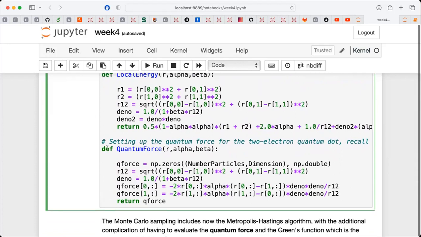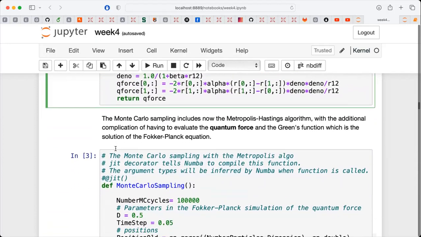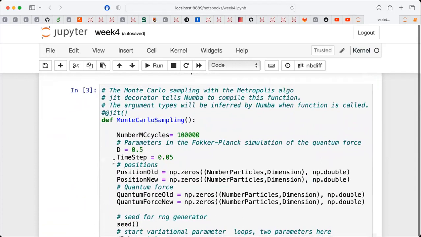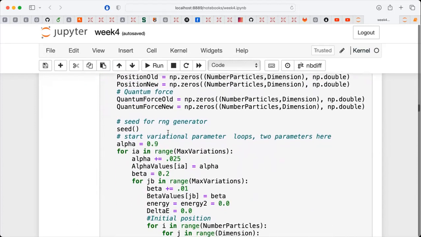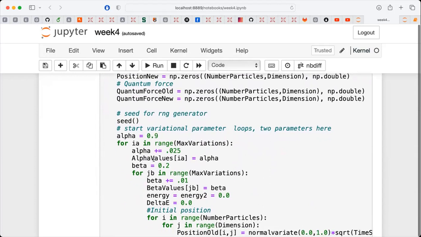What we need now is to add this so-called quantum force. When we do the Monte Carlo sampling, we need to define the old positions and the new positions. I have this time step variable, which I put to 0.05, and the seed for the random number generator. I'm looping over parameters, and since this is a harmonic oscillator, it has a minimum for the alpha value equal to 1. I now also have a slightly more complicated wave function than you have.